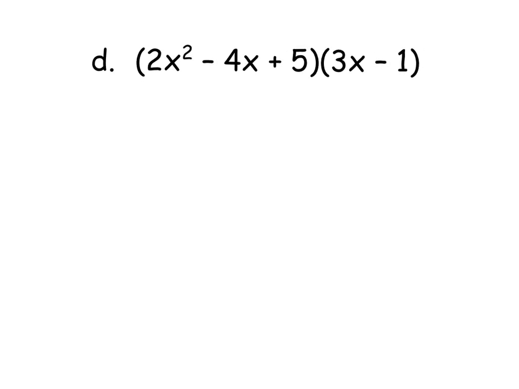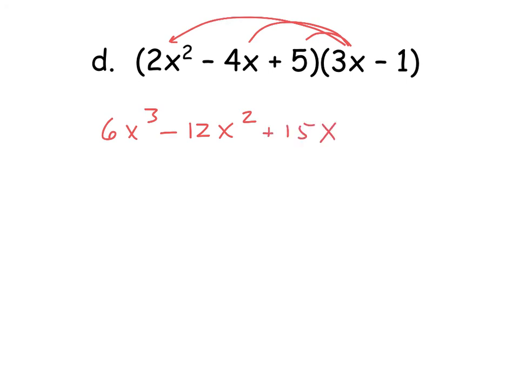So we could do the box method here, but I'm going to do distributive property twice. I'm going to multiply 3x first of all by 2x squared, and that's going to give me 6x to the third. Then I'm going to multiply 3x times -4, and that's going to give me -12x squared. And then 3x times 5 is going to give me plus 15x. And then I'm going to multiply by -1. I'll multiply -1 times 2x squared.